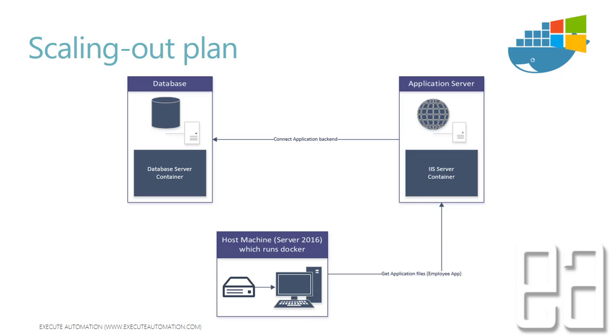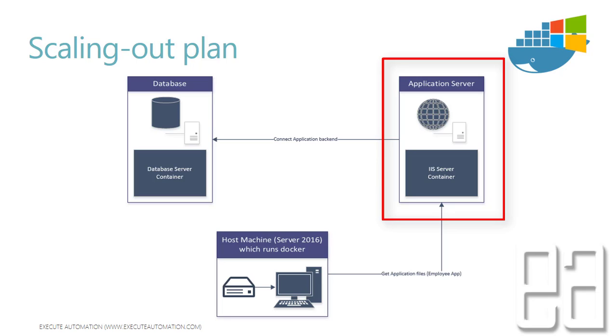We are going to set up an application in one container, and the application's database, or backend, is going to sit in another container. We are going to fetch the files required for the application from a host machine. In our case, it is Server 2016, which is going to run the Docker services. That machine is going to have all the application-specific files that can be deployed into Internet Information Server. We are going to copy all these application files into an Internet Information Server running in a container.